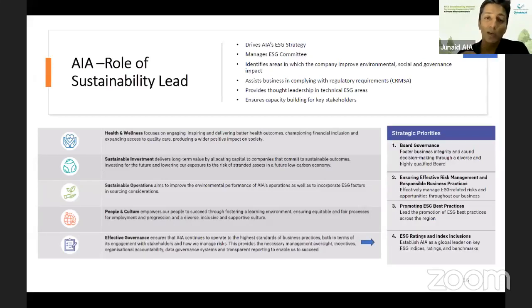In my role, I will also work closely with the business in complying with the CRMSA, and then, of course, try and provide thought leadership in technical areas. Now, to be able to provide thought leadership, of course, an individual in this role has to ensure that their capabilities are up to speed with market developments.